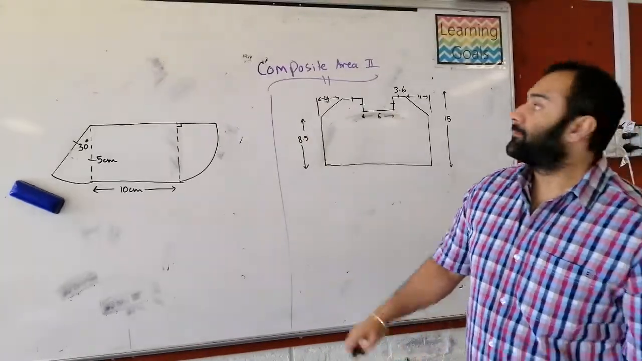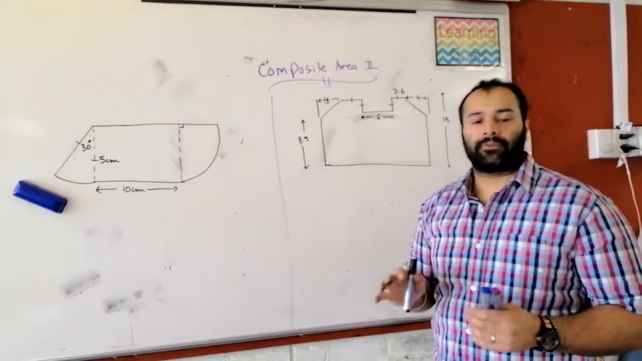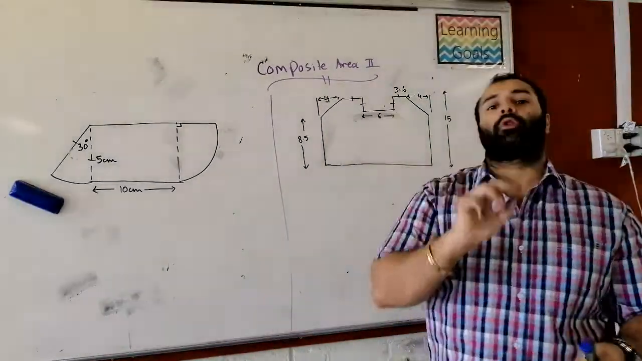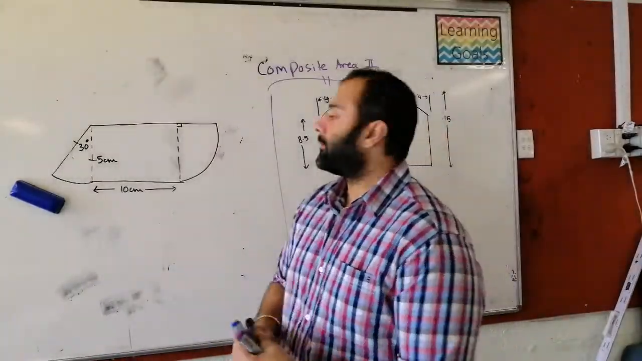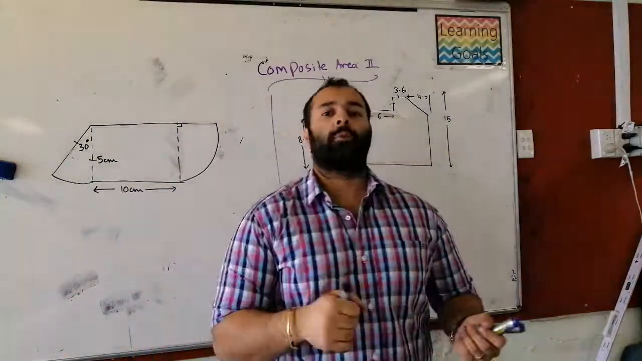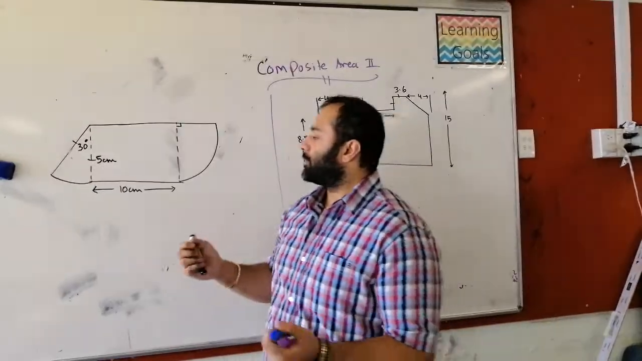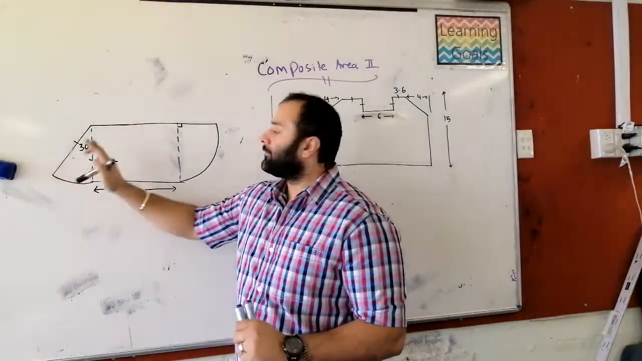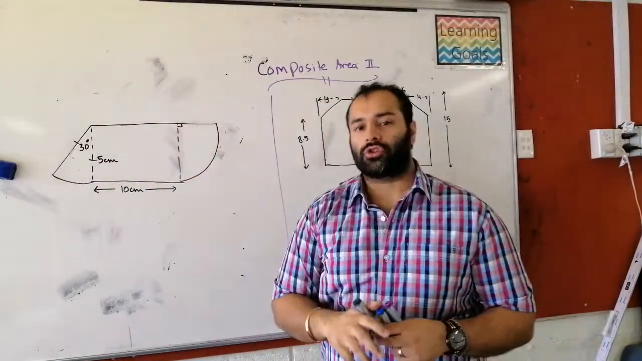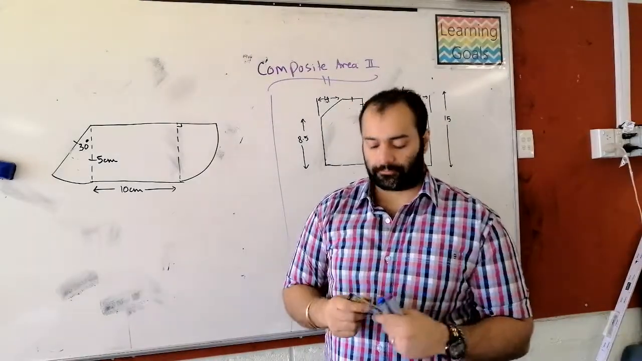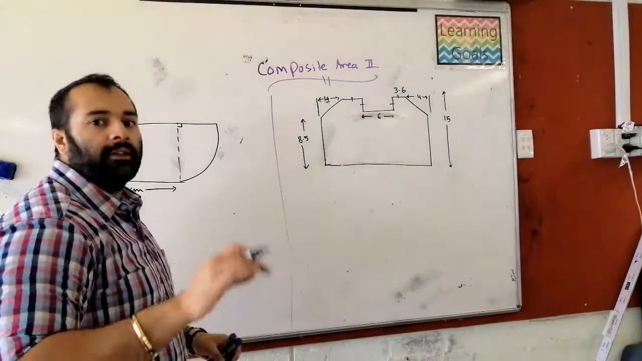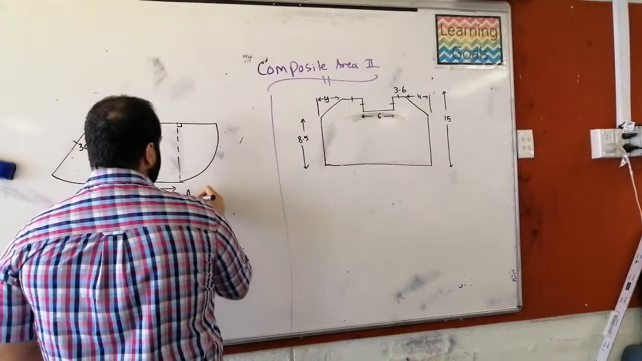So what we're going to do today is have a look at composite area part two, more difficult. We're going to be looking at three problems. Start with this one here. Now this is a combination of three different shapes, to be precise. We've got a sector, a rectangle, and a quadrant, which we call a quarter of a circle. So we start with finding the area of the sector.